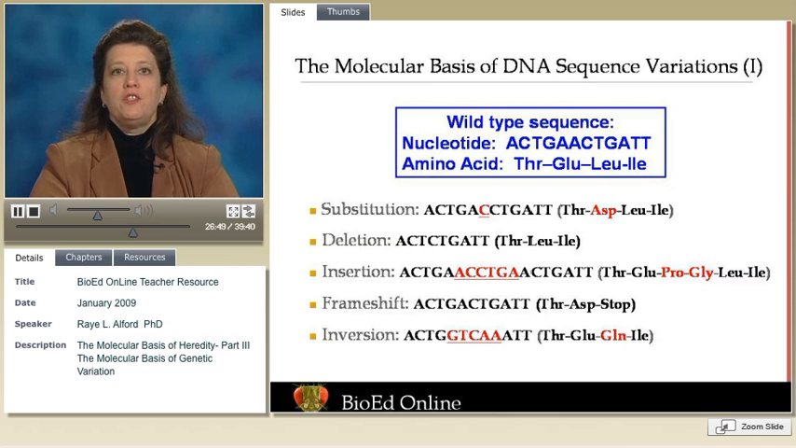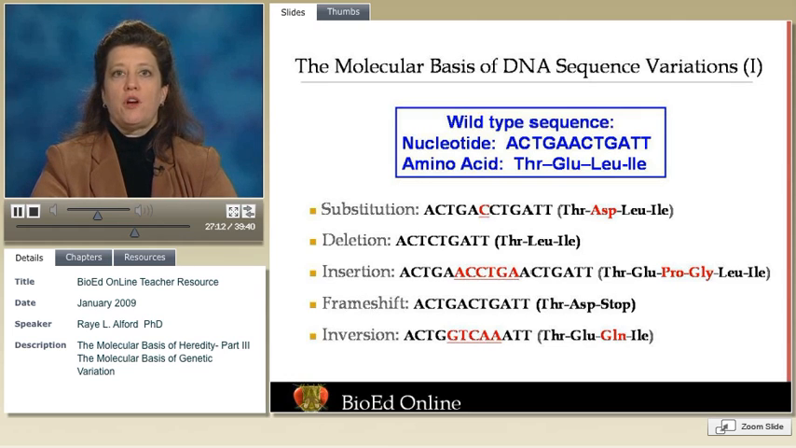Mutations are changes in the DNA sequence of a gene. Because of the redundancy of the genetic code, mutations can, but may not necessarily, alter the sequence of the protein encoded by a gene. Several types of changes can occur in a DNA sequence. Some simple examples are shown in the slide.